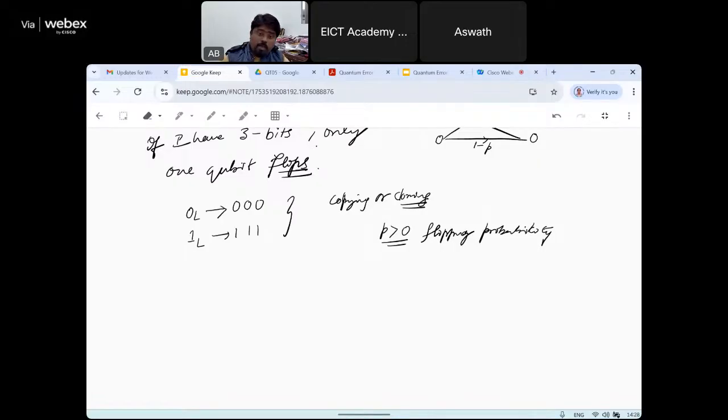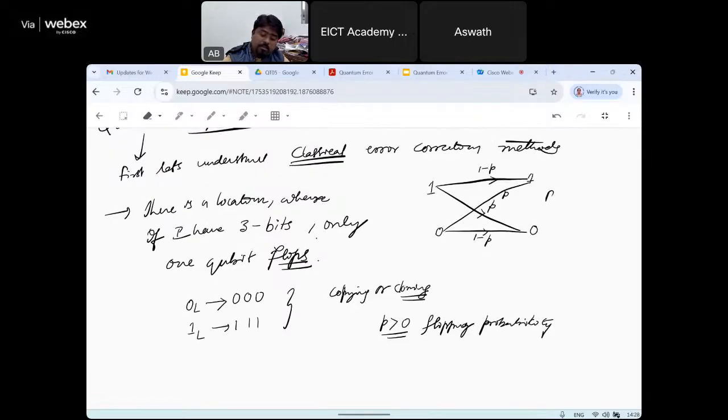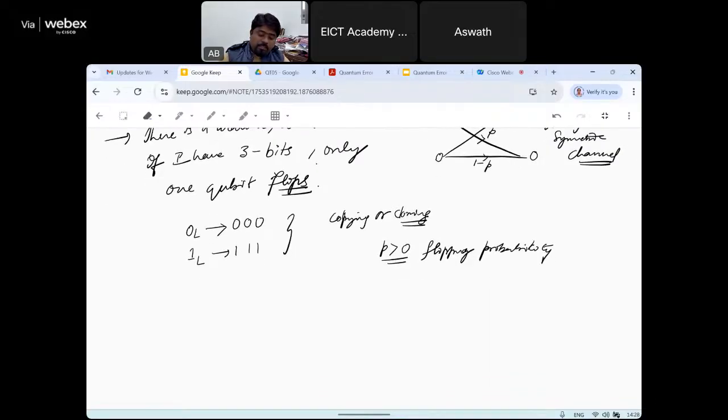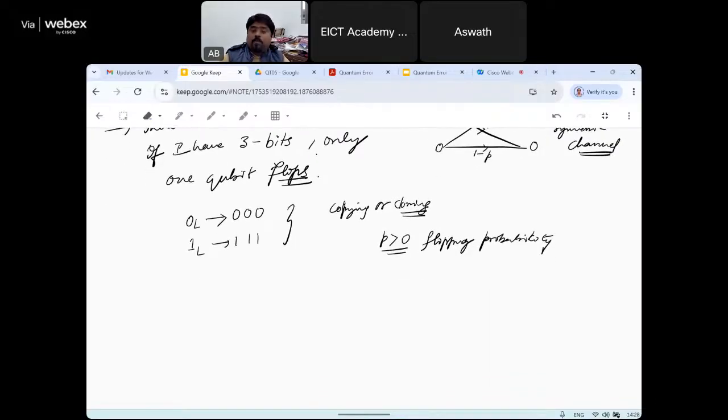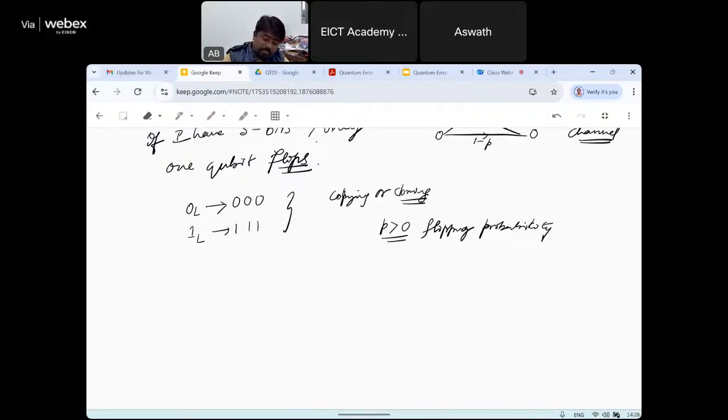So this is called a binary symmetric channel. Now what happens? Let's say I store one bit of information on such a location, as I know only one of them flips.